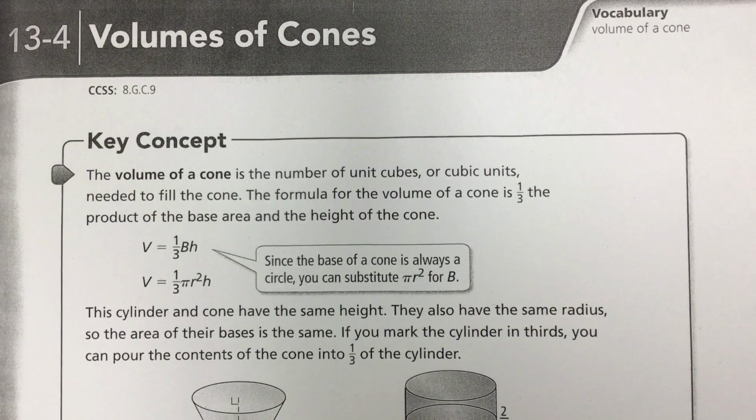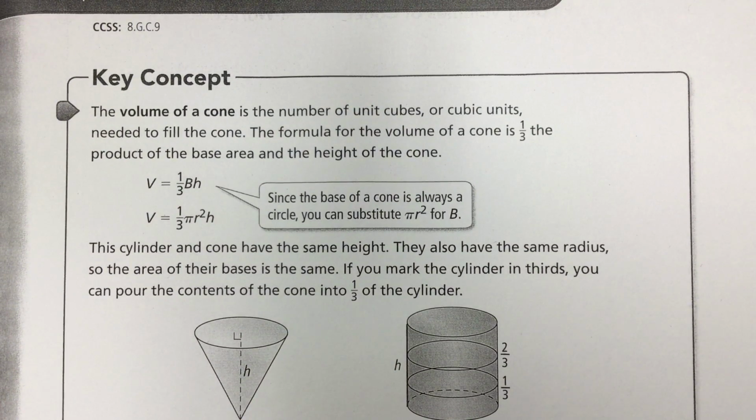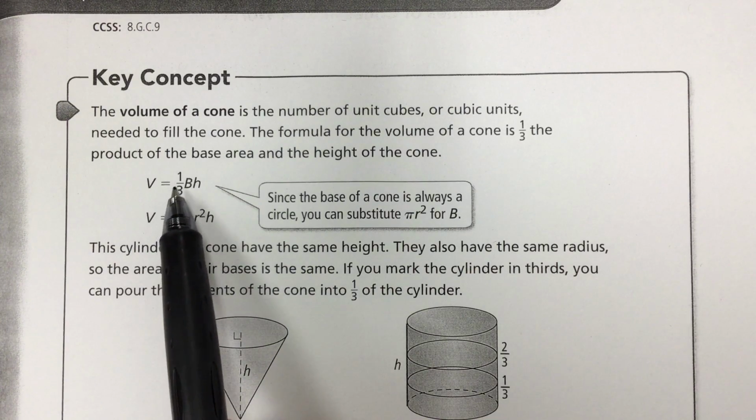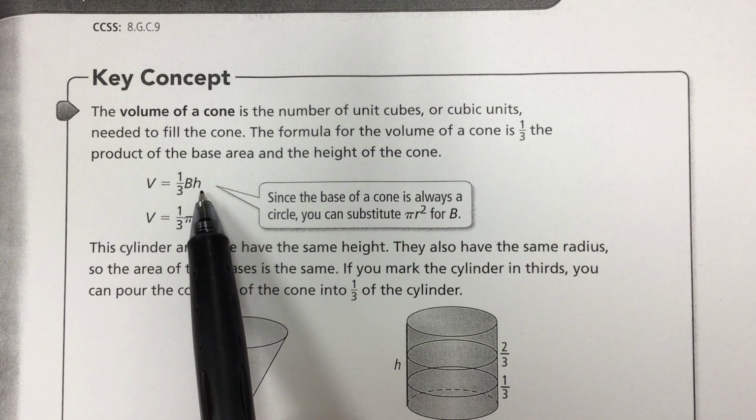Section 13-4, volumes of cones. The volume of a cone is the number of unit cubes or cubic units needed to fill the cone. The formula for the volume of a cone is 1/3 the product of the base area and the height of the cone. So volume is equal to 1/3 times capital B, which is the base of the cone, which is a circle, times the height.